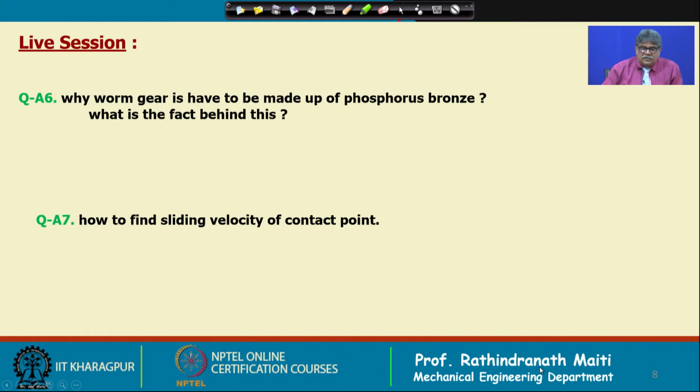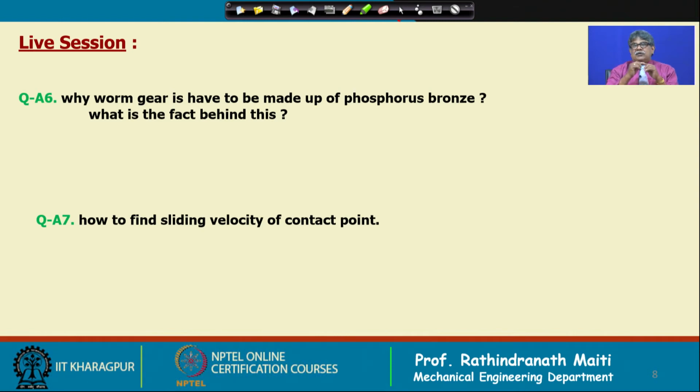How to find the sliding velocity of the contact point? This is also a good point, but you have not clarified which velocity. Contact point velocity, in which direction? If you think of the line of action, easily you can calculate omega into r, that was shown in the first two lectures. But if you would like to calculate the sliding contact velocity, then what do you have to calculate?